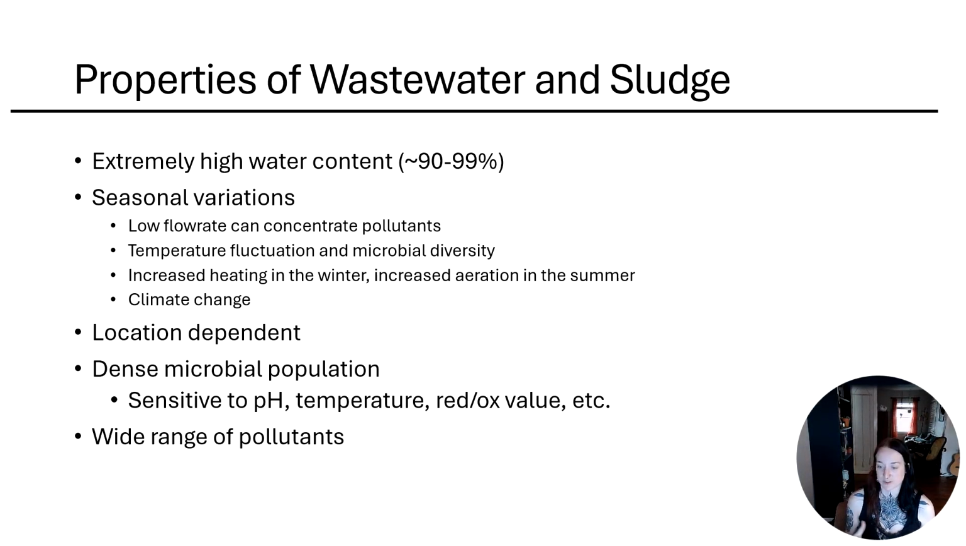So I just want to touch on some of the important properties of wastewater and sludge to keep in mind. First, sludge is extremely high in water content. So it's usually above 90%. And this just matters because if you're looking at production, you oftentimes need to dry it before proceeding to the next step. There's also seasonal variations.